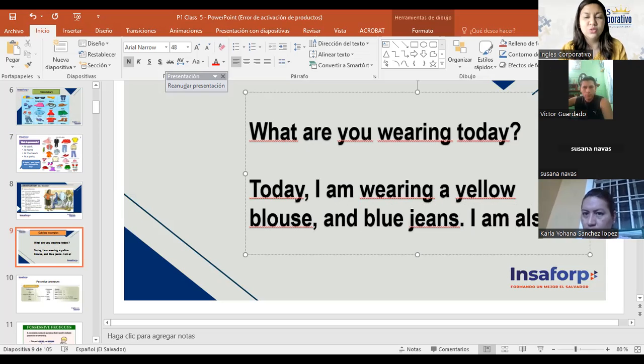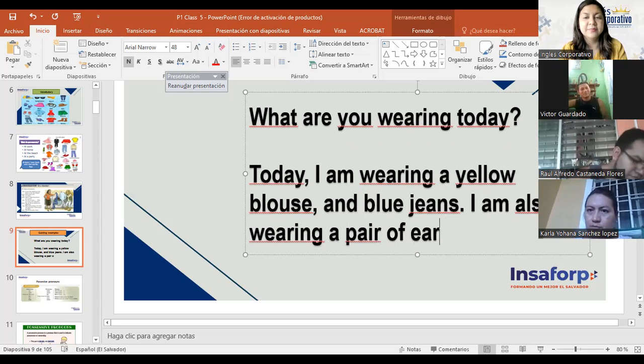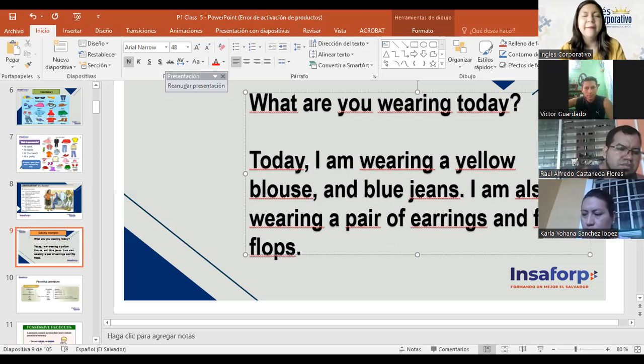I am also, también, I am also wearing a pair of earrings and flip-flops. Because I am at home. I am teaching at home. So I'm wearing this.